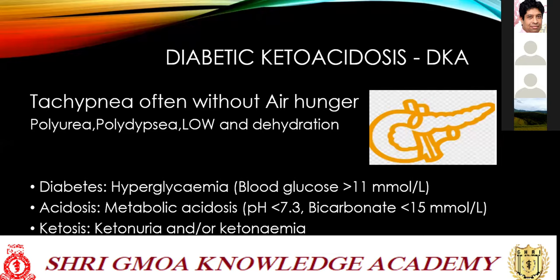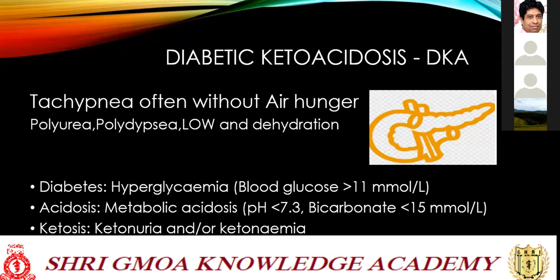Diabetic ketoacidosis is associated with tachypnea, often without air hunger. You can understand that they have tachypnea without any lung features or intercostal, subcostal recessions. They are basically not hypoxic unless the patient has something like pneumonia or that sort of infection inside the lung, because pneumonia can precipitate diabetic ketoacidosis. Unless they have lung disease, they don't have hypoxia or other lung features. They have polyuria, polydipsia, loss of weight, and dehydration.